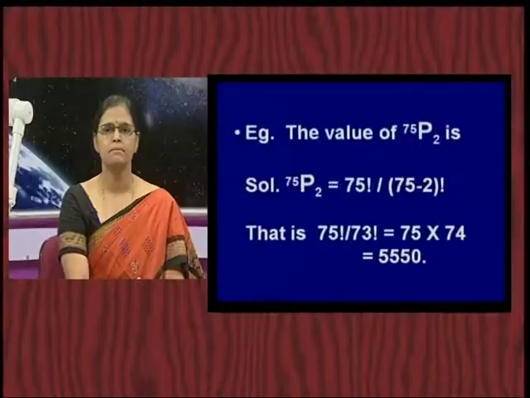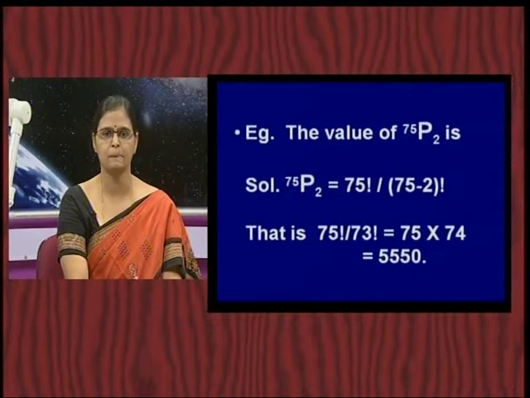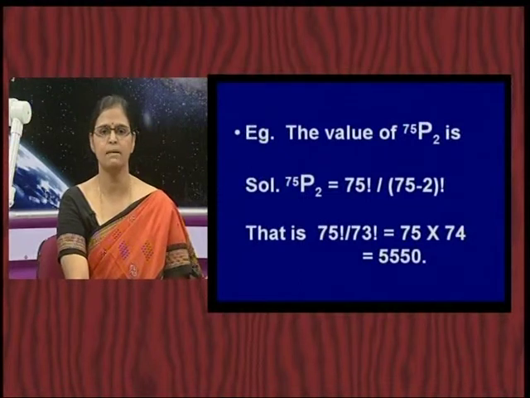Now let us go into some examples wherein I will be covering the previous topics also, that is combinations, permutations, and some of the probability theory. So, the value of 75 P 2, what is it equal to? Simply 75 factorial divided by (75 minus 2) factorial. If you simplify it, it is going to be 75 into 74, so 5550.